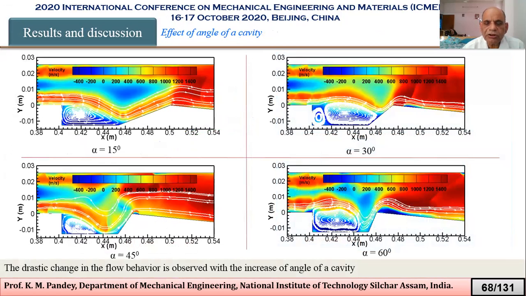Then the effect of angle of the cavity we have also discussed. That is, alpha equal to 15 degree, 30 degree, 45 degree, then 60 degree we have taken. And we see that a drastic change in the flow behavior is observed with the increase of the angle of the cavity.